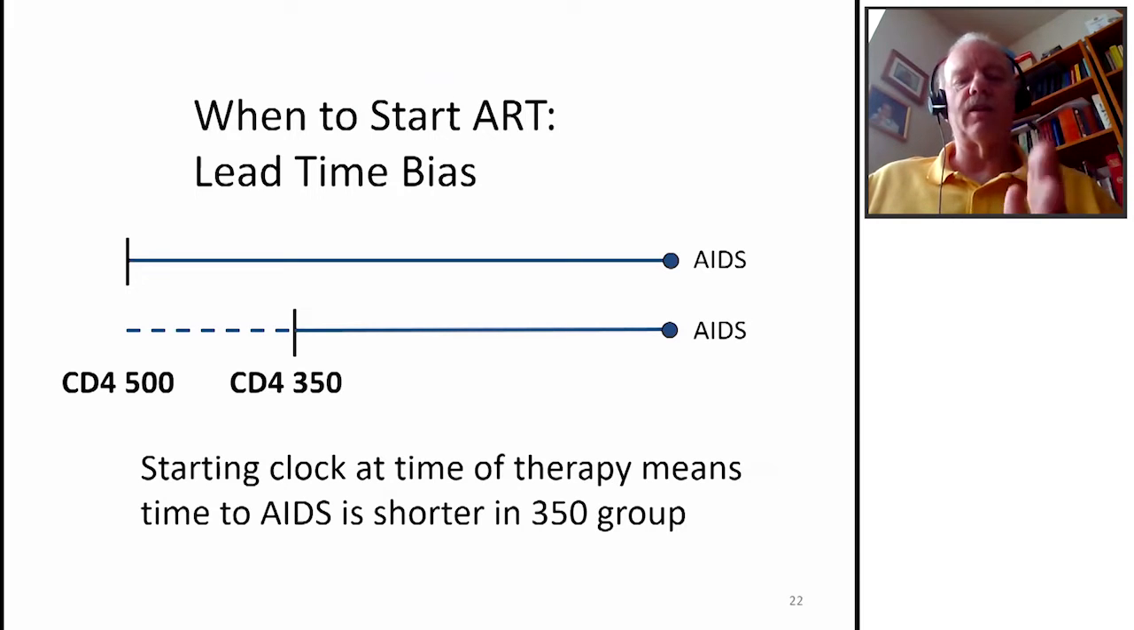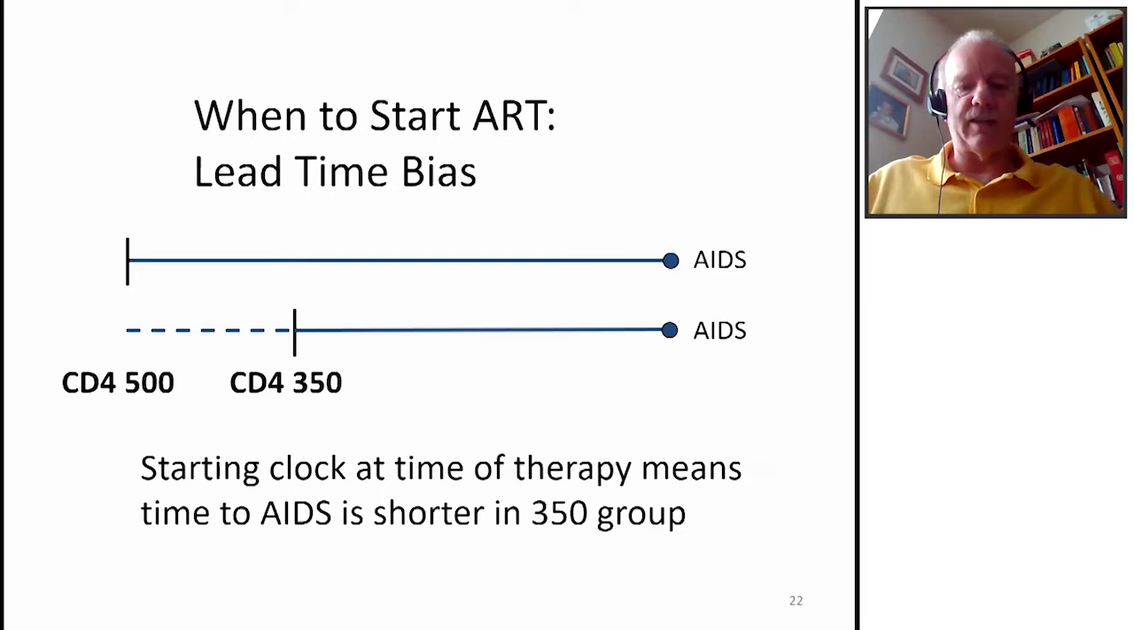If you say, I'm going to look at the time from when they started the meds to when they got an AIDS-defining event, then it's clear, even if you took two people who would have had AIDS at exactly the same time, if you look at the one person who started at 350 and the other one who started at 500, this time from when they started to when they get AIDS-defining events is going to be shorter for someone who started at 350. So that's going to introduce a bias.